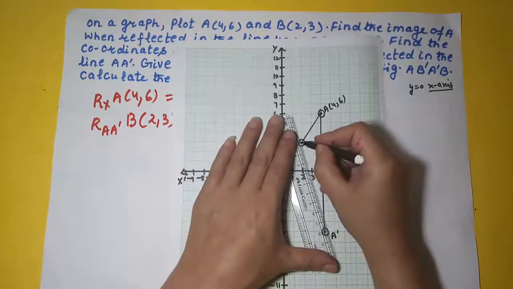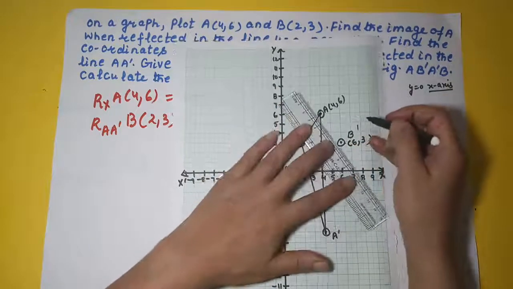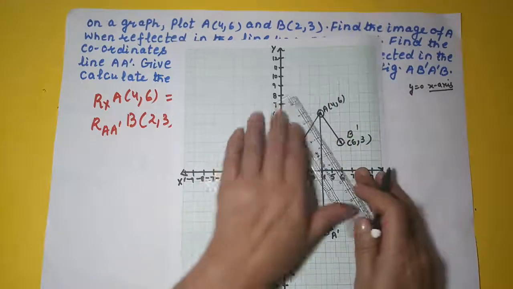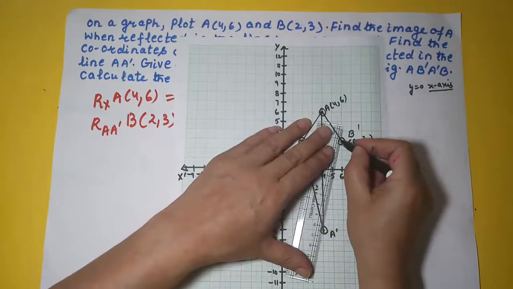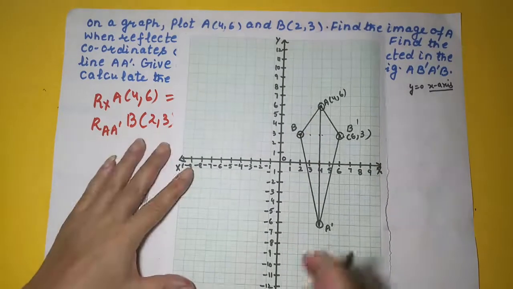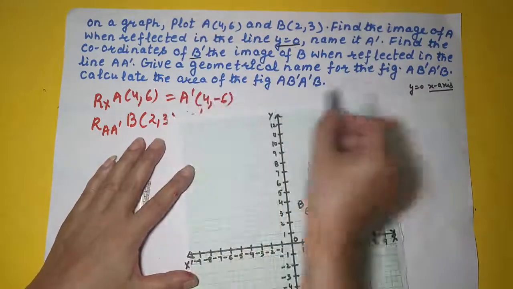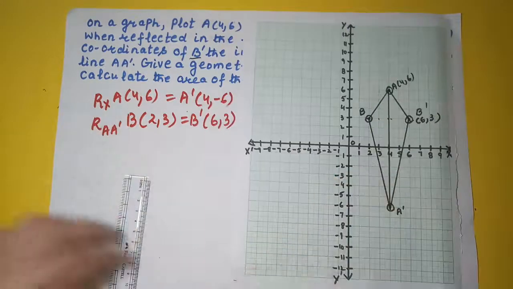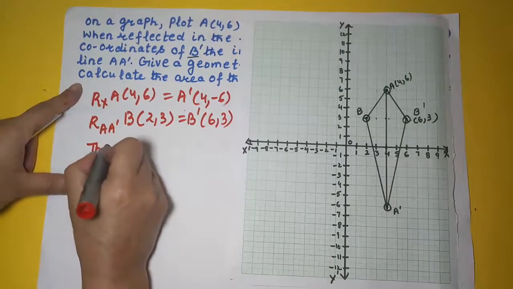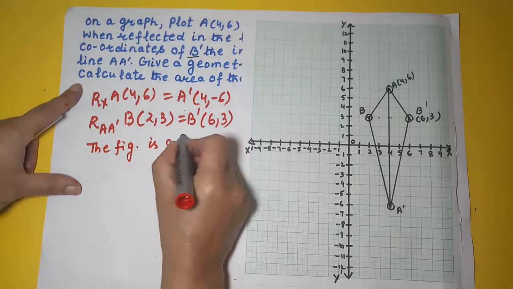This, and then this. Here, this also, and then this part, right? Okay. Now what kind of figure is this? It is a kite. So we have found the geometrical name of this figure. So you can write that the figure is a kite. The figure is a kite.